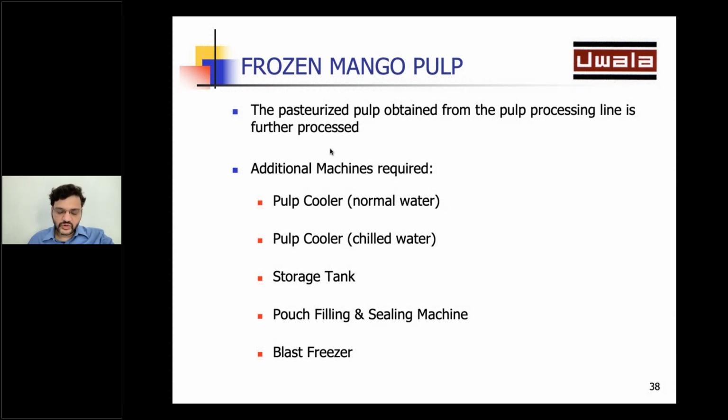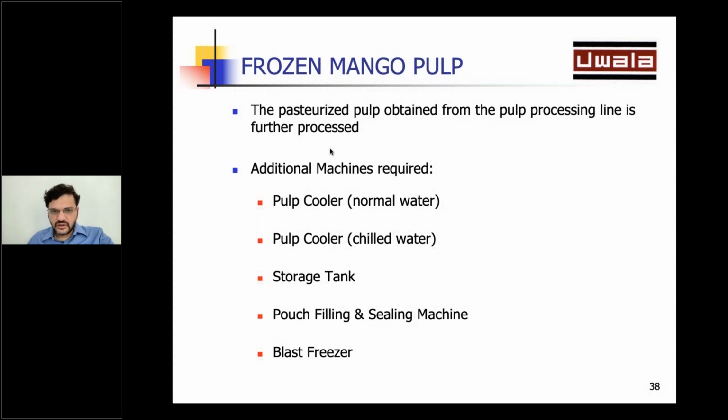We have now covered the process for frozen mango slices and dices. I'll very briefly touch upon what frozen mango pulp is. Now we have already seen how mango pulp is processed. So we have seen in the earlier line how we extract the pulp with the help of a pulper, then we pasteurize it, etc.